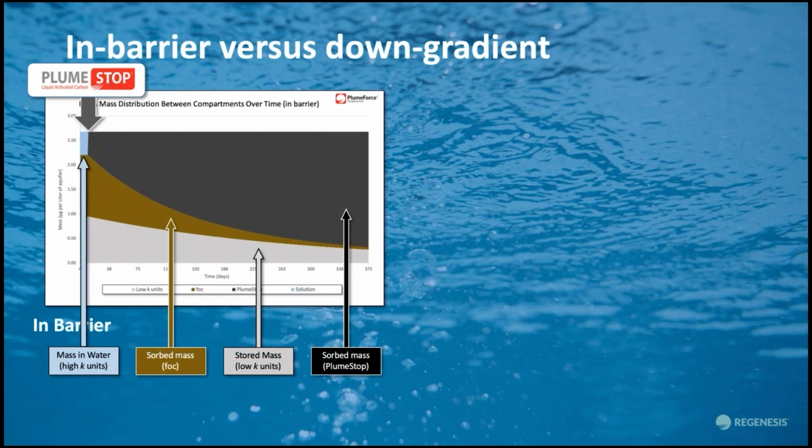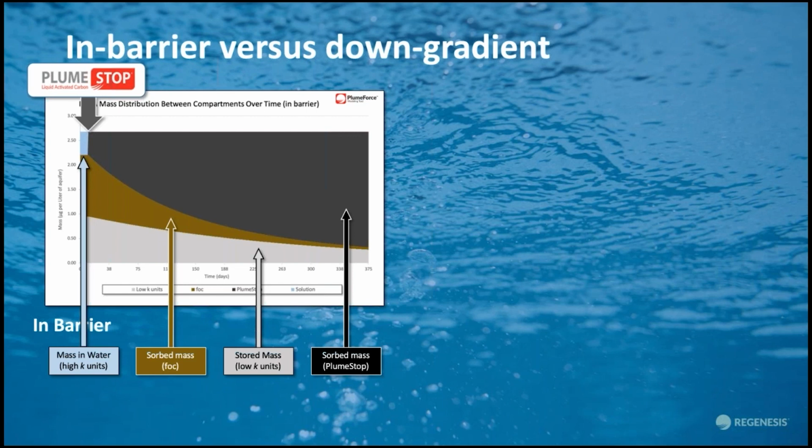We can also see that the mass on the carbon increases with time. The black compartment grows. The total system mass remains the same as we saw to begin with, but the brown mass on the natural soil organic carbon and the grey mass in the low K units slowly transfers to the PlumeStop carbon. And this is because the groundwater concentration has dropped right down. Therefore, matrix mass from these compartments desorbs or back diffuses into the aqueous phase as equilibrium seeks to re-establish. But as soon as it enters the aqueous phase, it instead partitions onto the PlumeStop carbon.